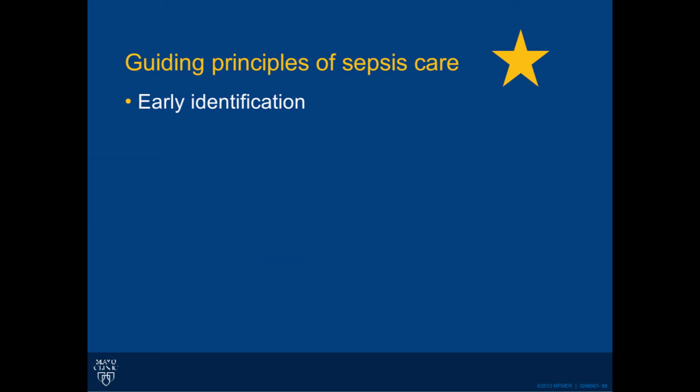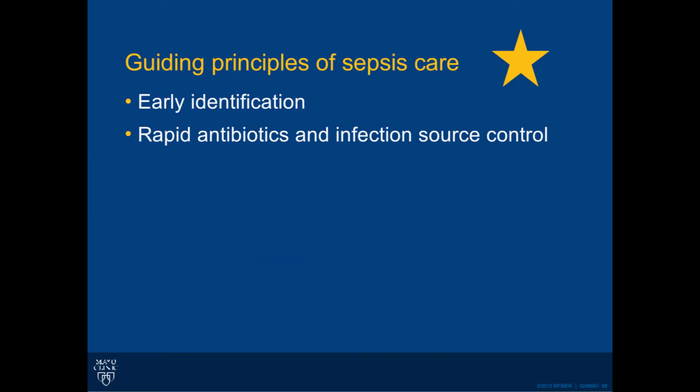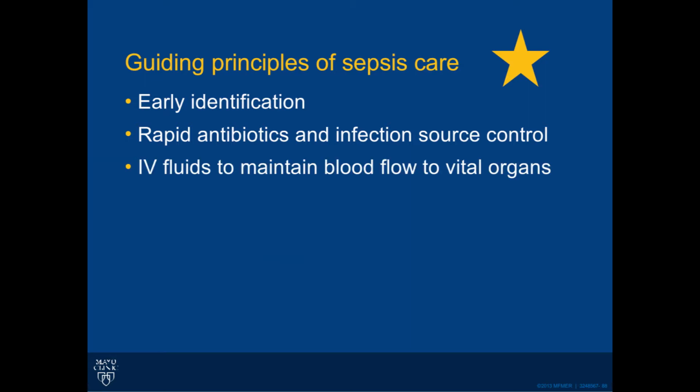Please identify infected patients who are getting sick as early as possible, and that can be done in different ways. I'll tell you how we did it. Secondly, you should give antibiotics as quickly as possible once you suspect that infection, and if it's something that requires a procedure or other control of that infected space, we should involve those specialties immediately.